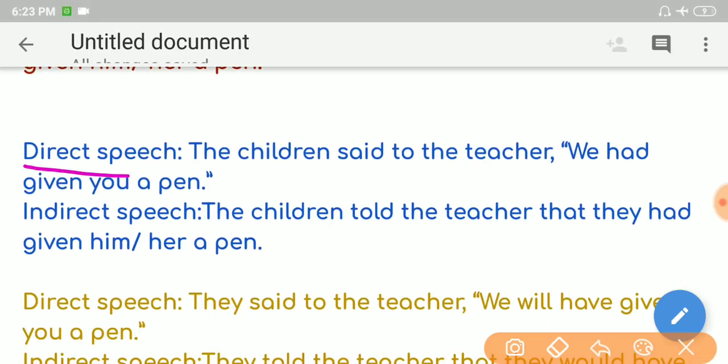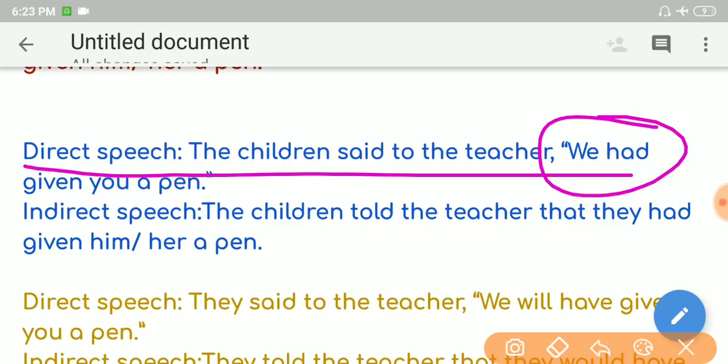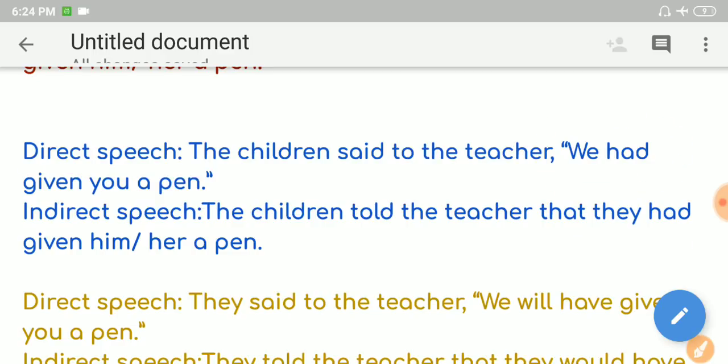The children said to the teacher, we had given you a pen. Past perfect is here, you see. We had given, past perfect is there. Again, whenever the actual words are in past perfect, the tense in the reported speech must remain unchanged, because if you want to talk about an action before a past action, then we use past perfect. Before past perfect, we should not have any other tense to be used. That's why past perfect remains unchanged, my dear friends.